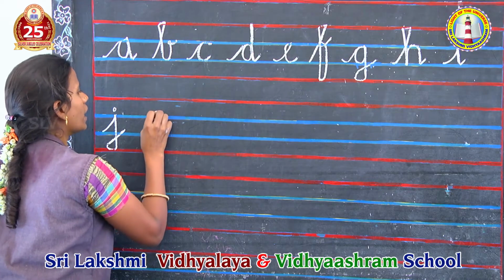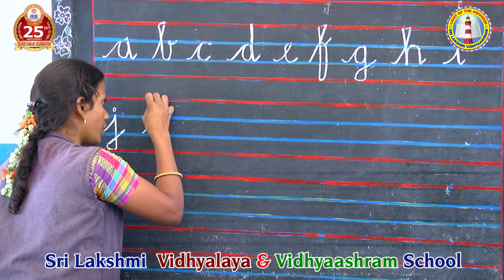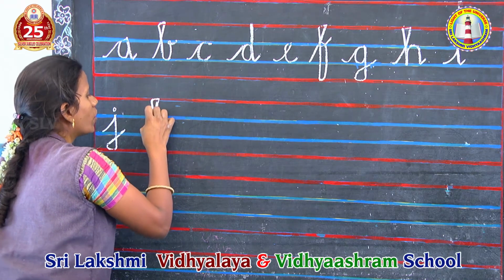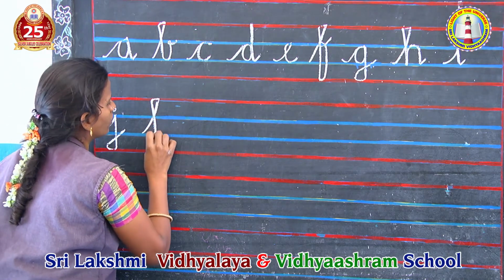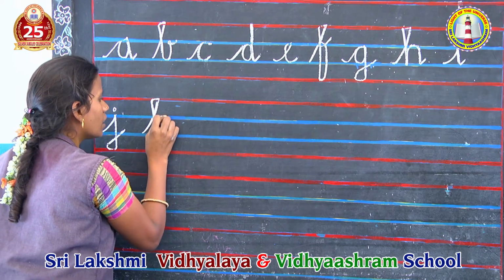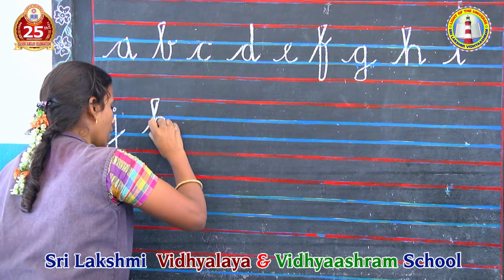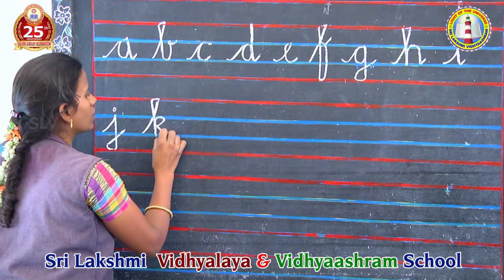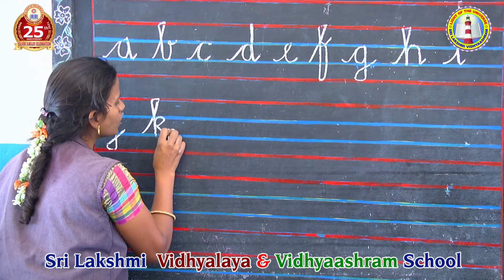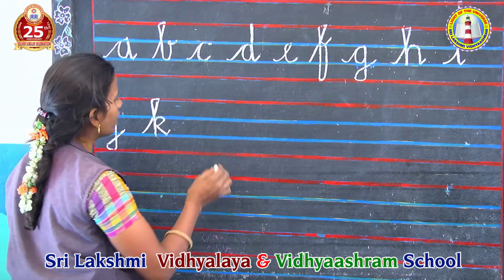Draw a stroke line and then top of the curve. Draw a straight line. Again go to the straight line and then make a curve and then slanting line. Draw a small slanting line. It's called K. Next we write the letter L.